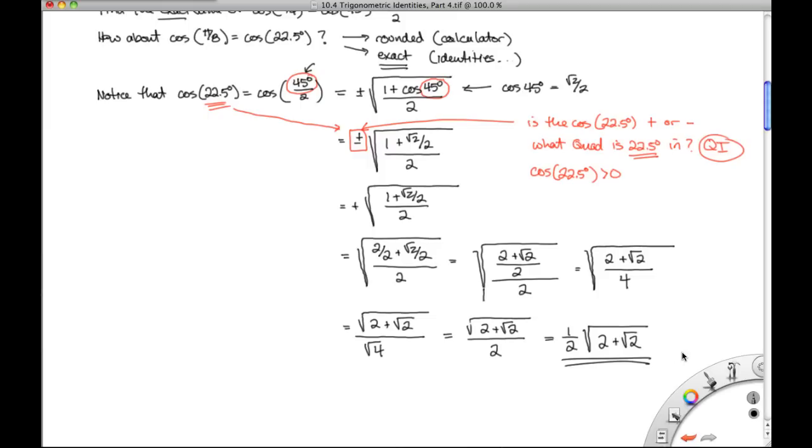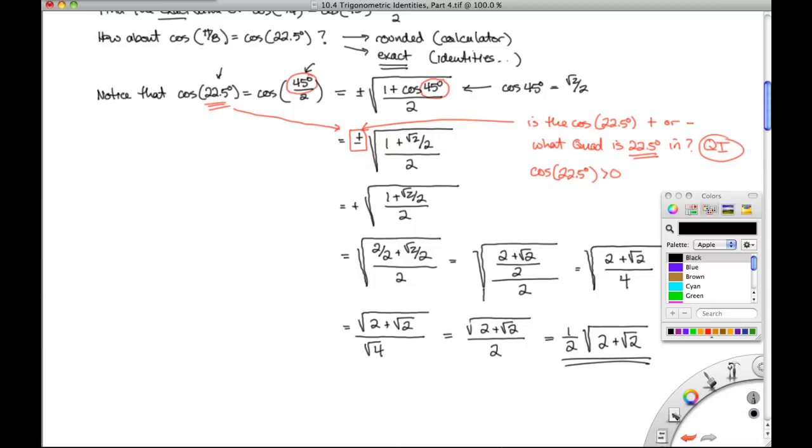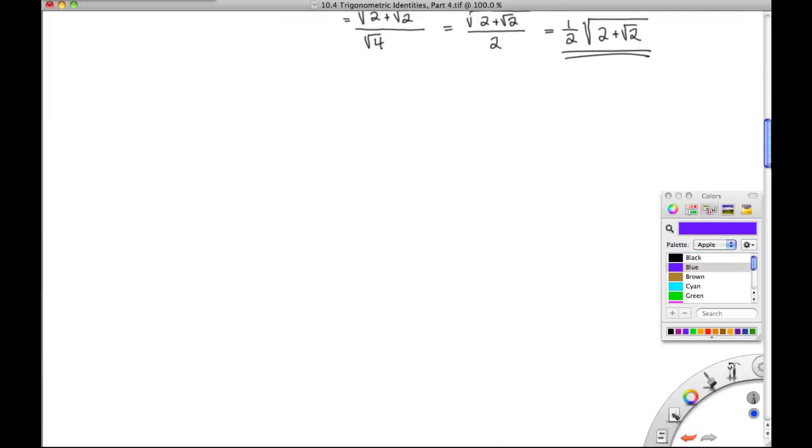All right, so we had to do a couple of things. The biggies were finding a way to take this angle, 22.5 degrees, write it as some known angle divided by 2, use the half angle formula, and then determine if it was positive or negative. So I'd like to do one more example to illustrate how this would work.